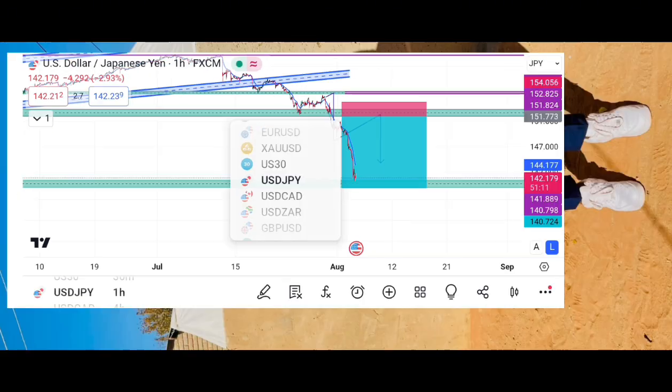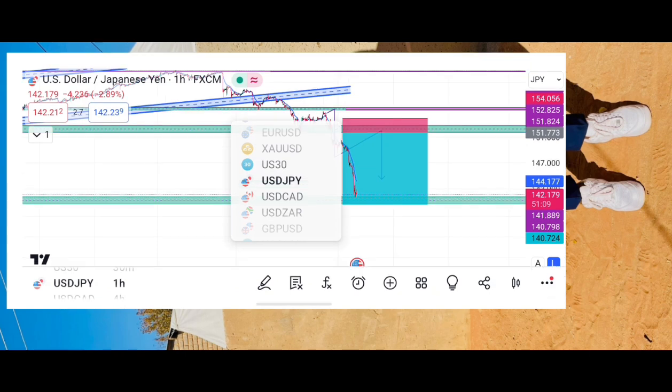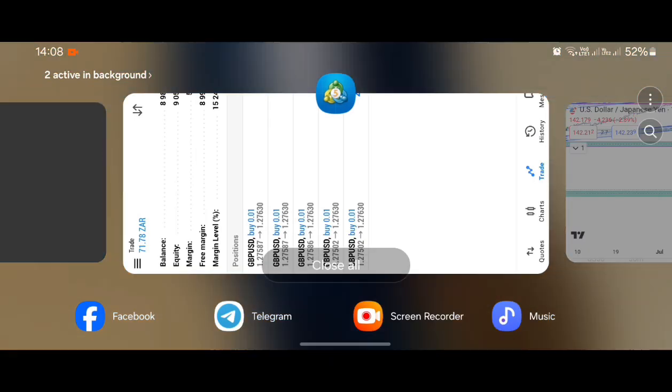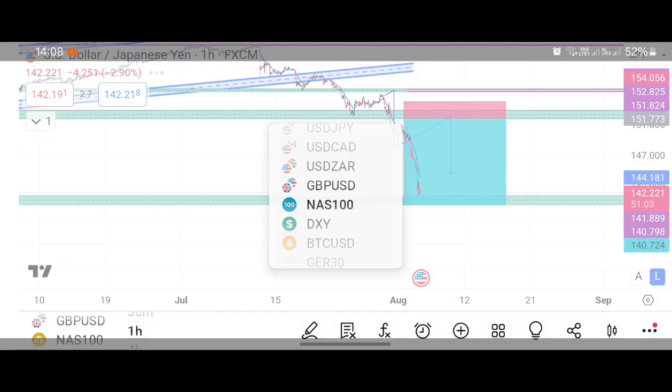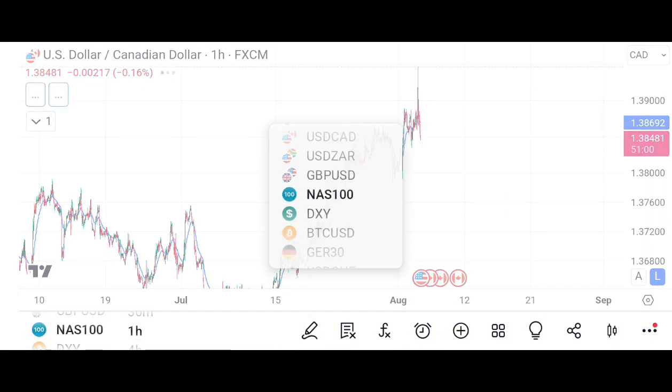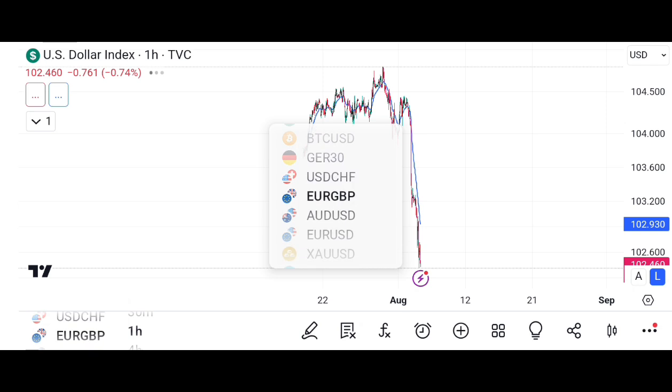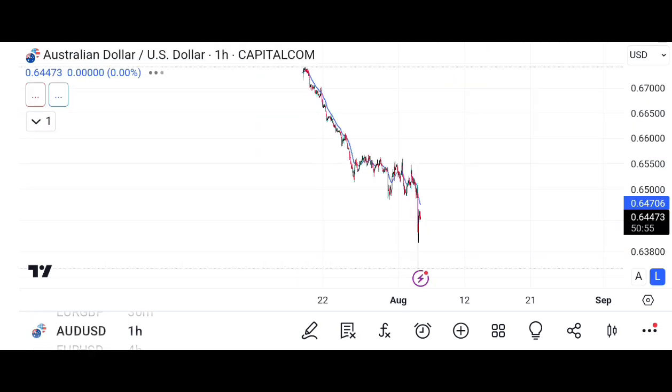So EURUSD, actually I want to look at EURUSD, the 3 pairs only that I want to look at today. Let's go to the EURUSD. I don't know what's happening over here. EURUSD. Firstly, EURUSD.